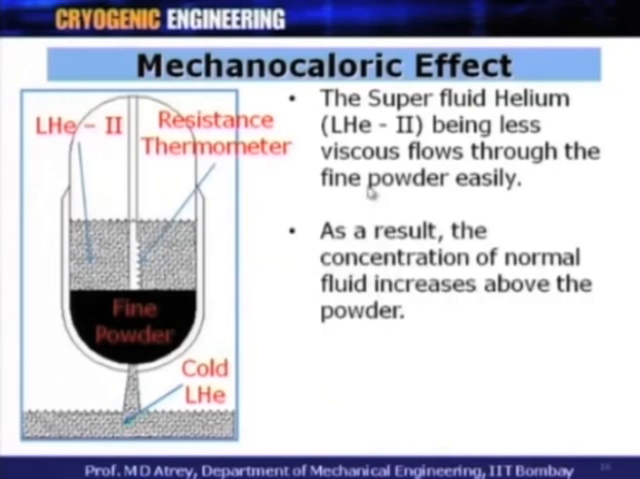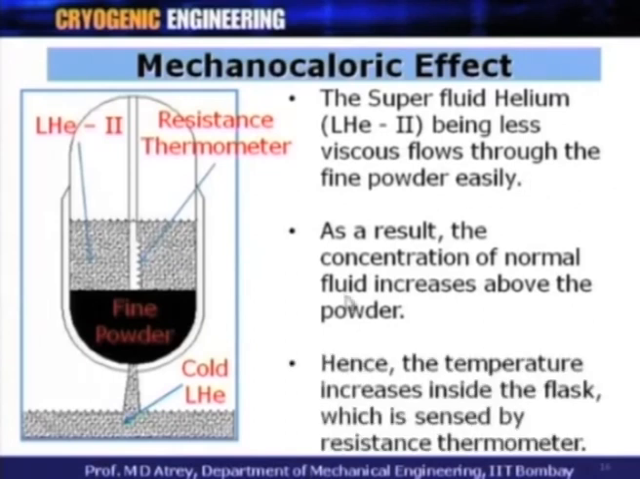All right. So, here just to read that, as a result the concentration of normal fluid increases above the powder because liquid helium 2, being less viscous, flows through the fine powder easily, and what you get at the end is the temperature increases inside the flask. We can see the temperature because of the resistance thermometer here. Suddenly we can see how the temperature changes over a period of time, and you can see that a mechanocaloric effect has been achieved.